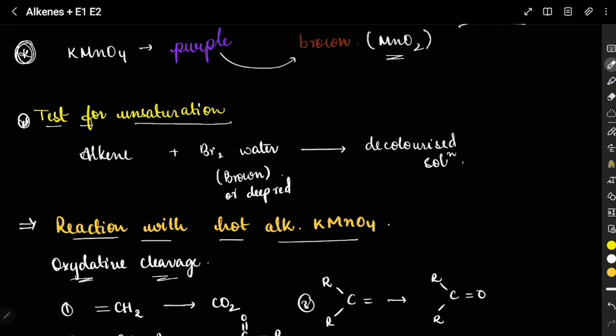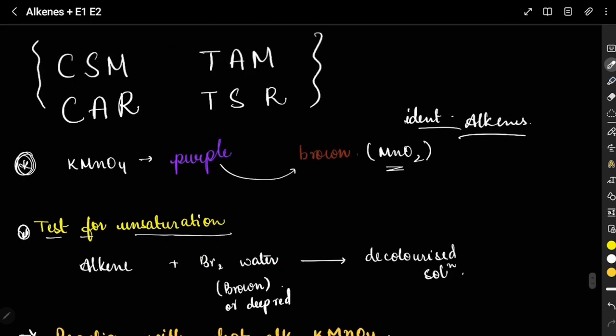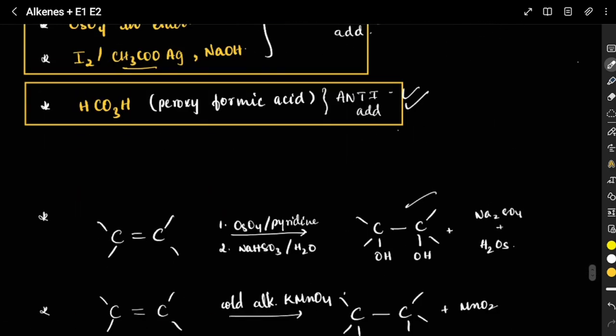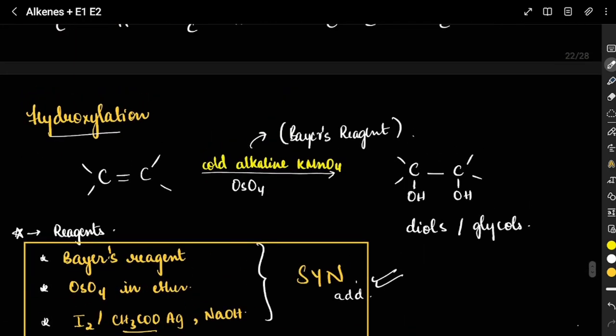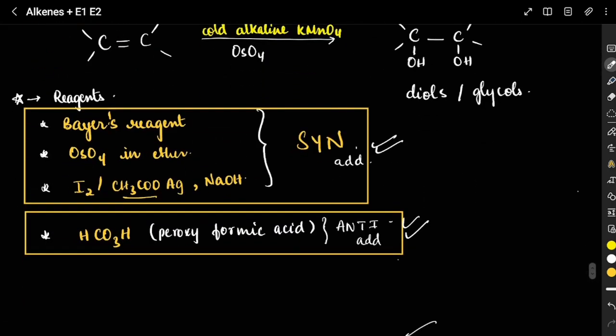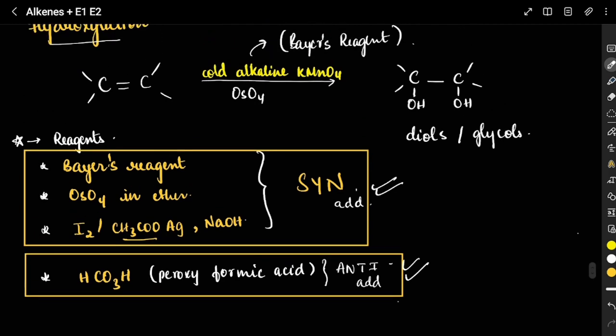Whenever an alkene reacts with this bromine water, the red color becomes colorless. Then you can tell that an alkene, that unsaturation, is there. Okay, that is it with hydroxylation reactions. We have seen all the syn addition and anti addition reactions. So these reagents are very important. You have to remember them.